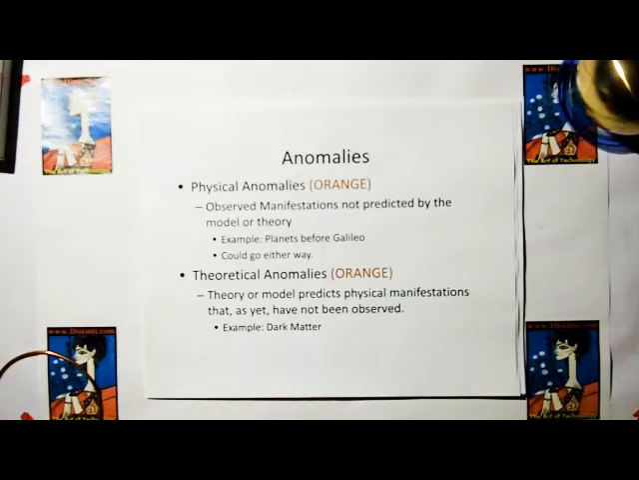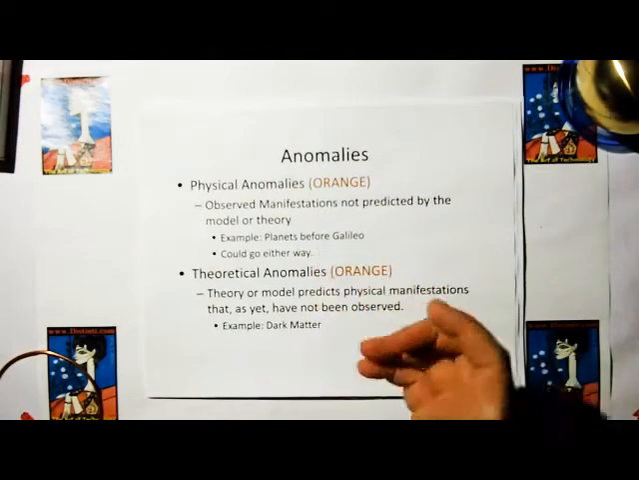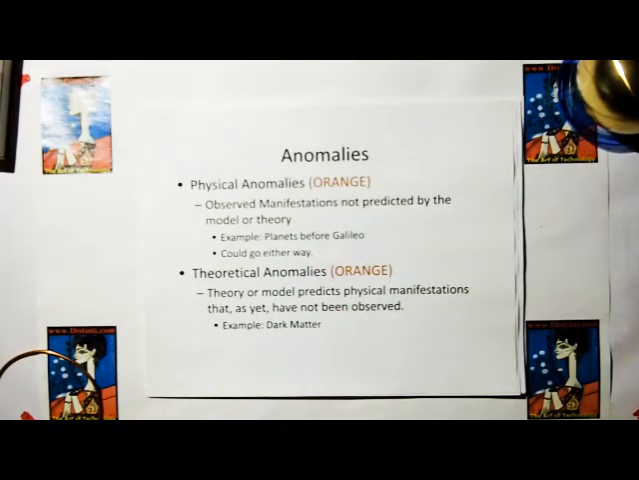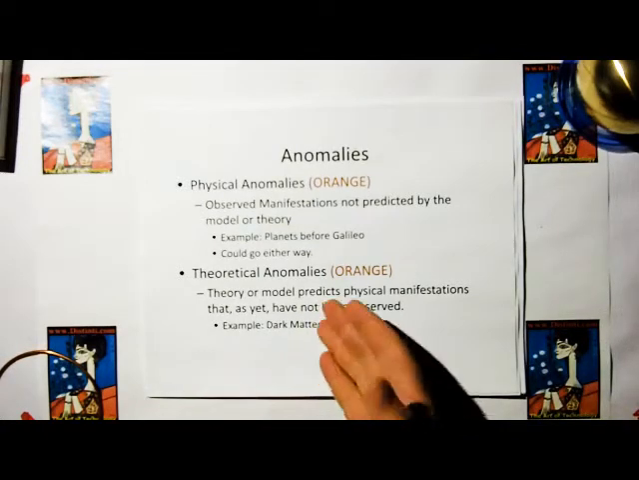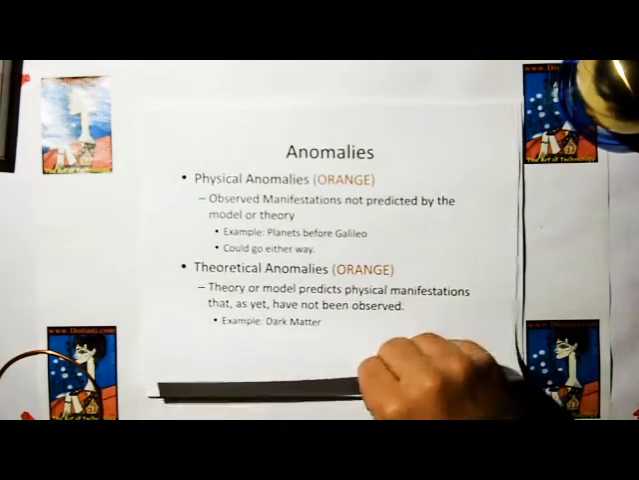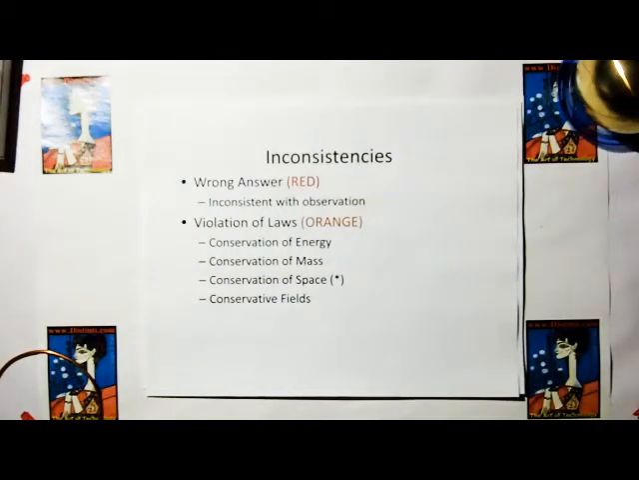An anomaly is an observed manifestation that is not predicted by a model or theory. Like, for example, the way planets were not predictable under the models before Galileo. They were just wandering objects, and they didn't go away. Then you have theoretical anomalies, which are anomalies that theories predict, but have not yet been observed, like, for example, dark matter.